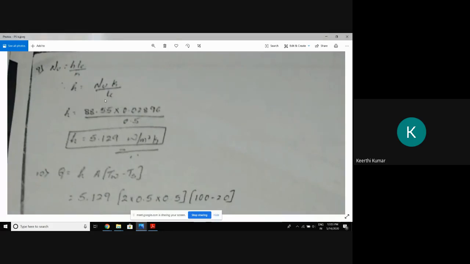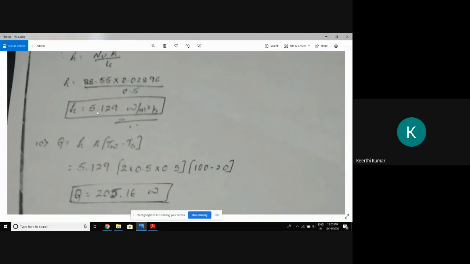You can write L if it is a vertical plate. There is no issue. If it is a cylinder, we'll write D. But if it is horizontal position, what to take? I'll explain. So Nu we got, thermal conductivity of the air, characteristic length is 0.5. So that we'll get h as 5.172.